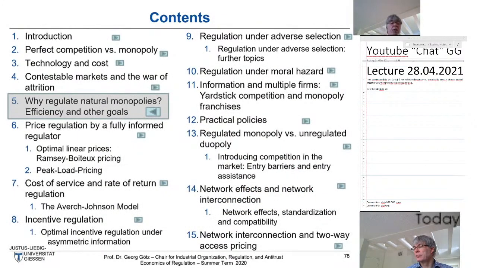Okay, turning to chapter 5, why regulate natural monopolies? The question here is, why should we regulate? And the standard answer is, of course, because there is a market failure. We will discuss in much more detail in this chapter what that potential failure looks like, what we should aim for when we regulate, and what we can achieve if we regulate. Unfortunately, regulation hardly ever is perfect. And then the question, of course, is how can we regulate?